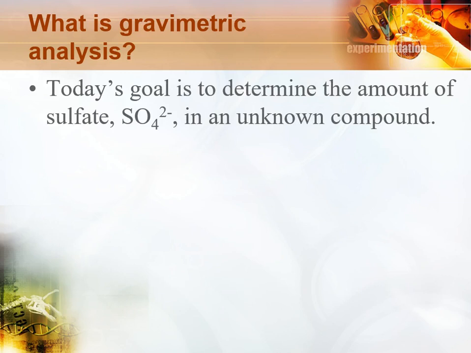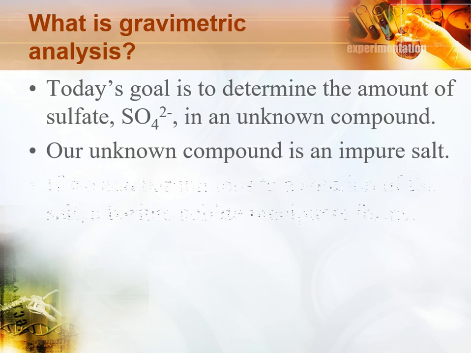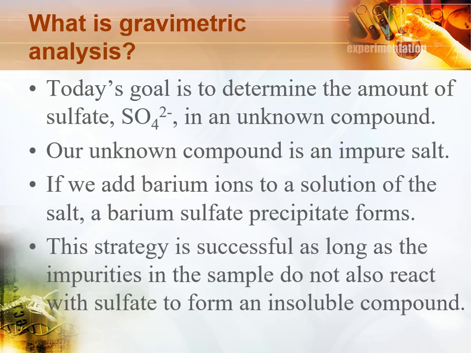So first of all, what is gravimetric analysis? Well, we are going to determine the amount of sulfate in our unknown compound, which is an impure salt. It has sulfate and other components in it too, and those components are all water soluble. So if we add barium ions to a solution of this unknown compound, we can form a barium sulfate precipitate. And then we can weigh that precipitate, so that's what the term gravimetric refers to. We can weigh that precipitate and then determine how much sulfate was present in the original unknown.